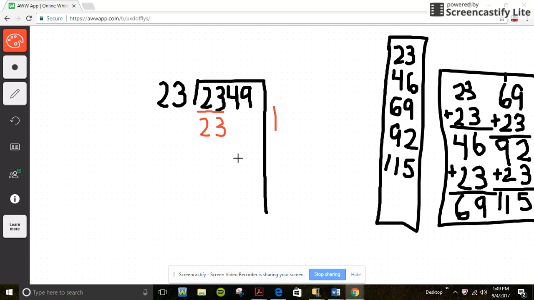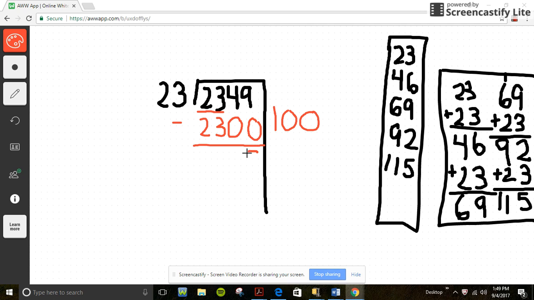And what I like to do with partial quotient, and this is a partial quotient problem, is I like to fill it in with 2 zeros. So I would put a 0 here, and I would put a 0 here. Now I added 2 zeros, so that means I need to add 2 zeros to my outside number. Because in essence, what I'm saying is 23 can go into 2,349 100 times. So then I go ahead and after I do that, I subtract.